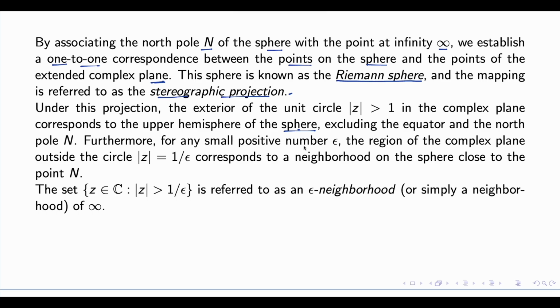Furthermore, for any small positive epsilon, the region of the complex plane outside the circle modulus z equal to 1 by epsilon corresponds to the neighborhood on the sphere close to the North Pole, that is point N. So this set, z belonging to C such that modulus z is strictly greater than 1 by epsilon, is referred to as the epsilon neighborhood, or simply a neighborhood, of infinity. Okay, so this is very important.